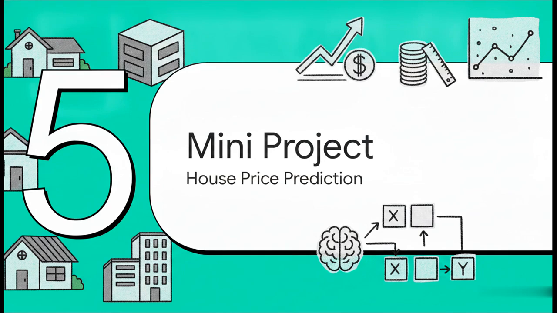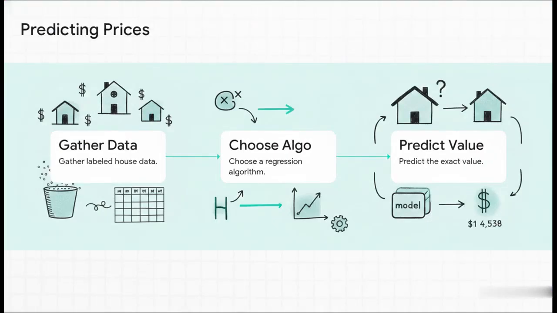Let's pull this all together in Section 5, House Price Prediction. Let's move to our main project and see how this builds a real-world solution. Step 1, gather labeled house data. You compile a solid historical data set where your label is the final sale price, and that's mapped to features like square footage, number of bedrooms, and the neighborhood. Step 2, choose a regression algorithm. Since a house price is a continuous number, not a category, we need regression, so we'd pick something like linear regression. Step 3, predict the value.